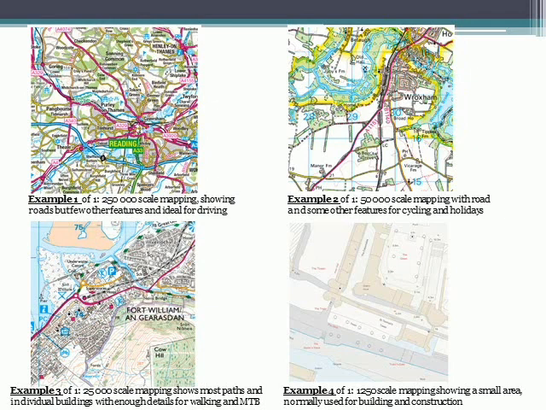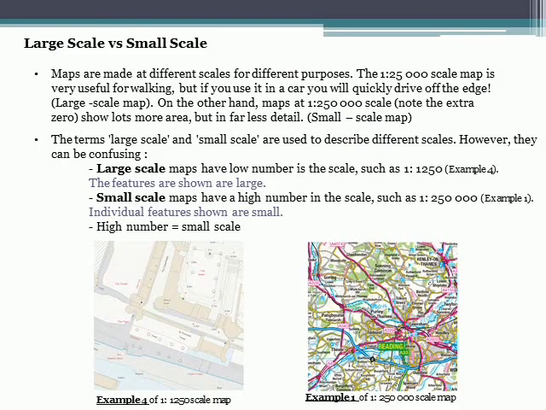Okay, example number 3, so this is a 1 to 25,000 scale map, showing more paths and individual buildings with enough detail for walking and mountain biking. Okay, example 4, so this is a very enlarged map. This is the scale 1 to 1,250, showing a small area, normally used for building and construction because it shows the area up close.